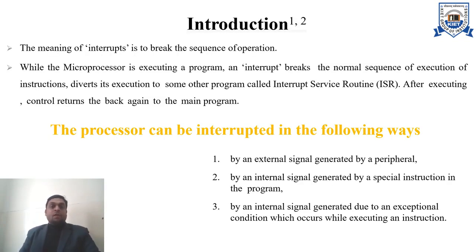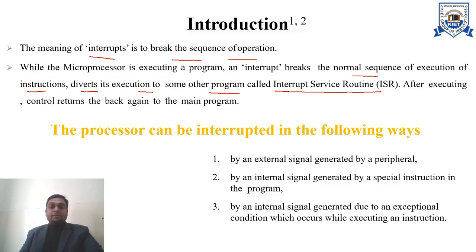Introduction. The meaning of interrupt is to break the sequence of operation. It means an interrupt is something which breaks the current execution sequence. While the microprocessor is executing a program, an interrupt breaks the normal sequence of execution of instructions and diverts its execution to some other program called the interrupt service routine. In short, it is called ISR.